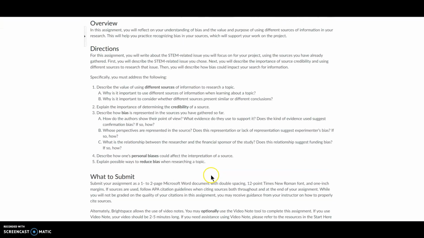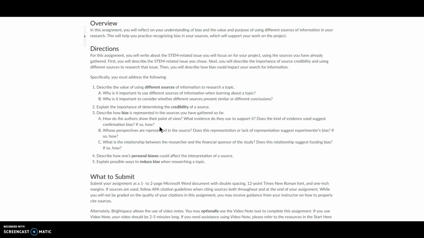So going back to this, going into question 3, describe how bias is represented in the sources you have gathered so far. So looking at the 3 to 5 sources that you have, you're going to try to figure out if they have a biased point of view. So how do the authors show their point of view? What evidence are they using to support the claims that they're making? Does the kind of evidence used suggest confirmation bias? If you don't know about confirmation bias, that is something that's going to be in the announcements. It's also in the module resources as well.